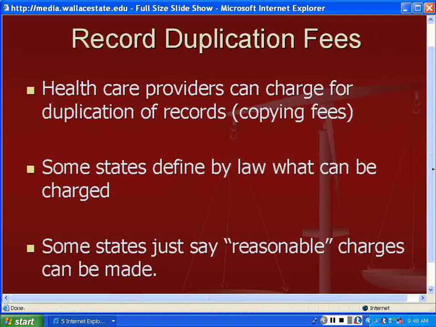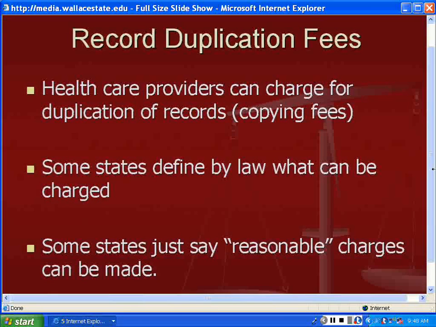Other states will be very specific as to what you can charge, so it just depends on the state. Even though HIPAA says we have to give patients access to their records, it says that we can charge for making copies of records. They don't say how much, but if there's a state law that does say how much, then we would go by that.